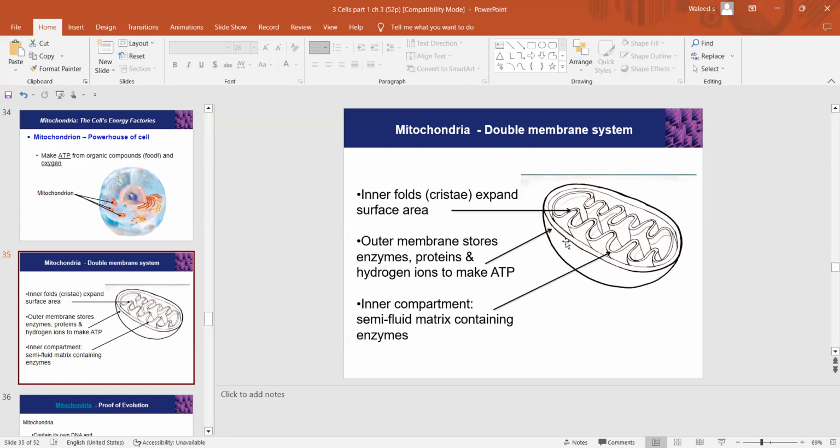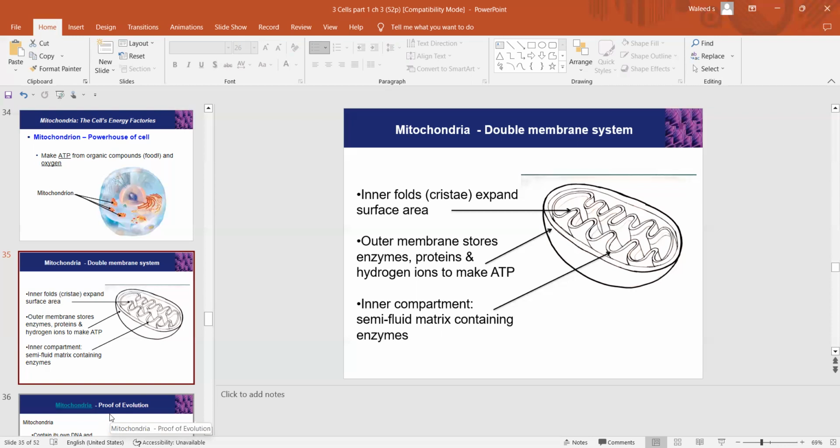The outer one is the one in which we store enzymes, proteins, and hydrogen ions. We store it right here. How about the inner one? The inner compartment contains matrix, which is semi-fluid. It's not exactly fluid, it's half fluid, semi-fluid, and it contains enzymes. So what do we have in the inner one? What do we have in the outer one? This is something that we need to know, but the most important so far is powerhouse.